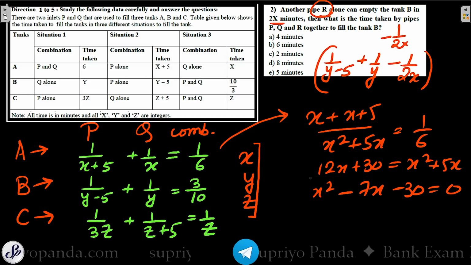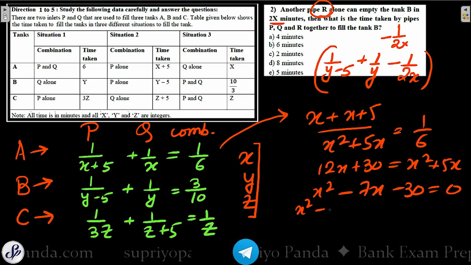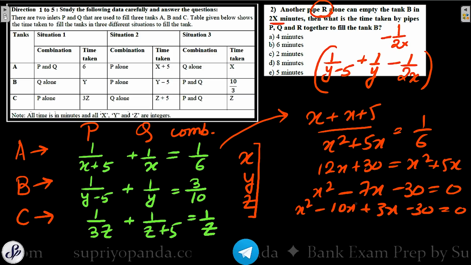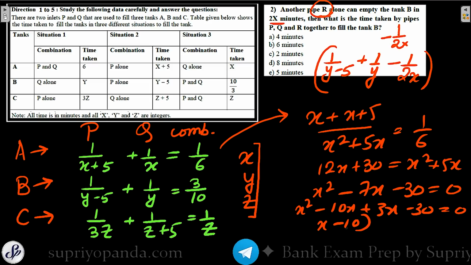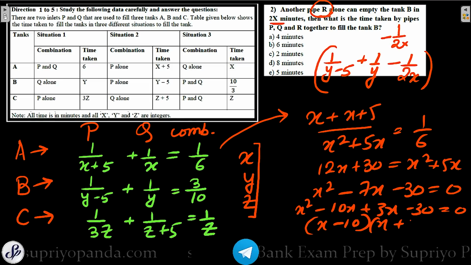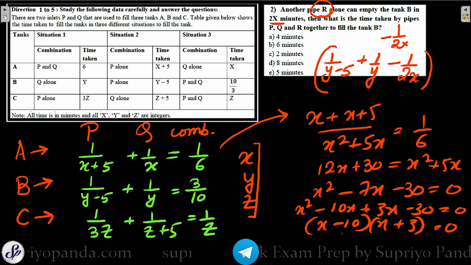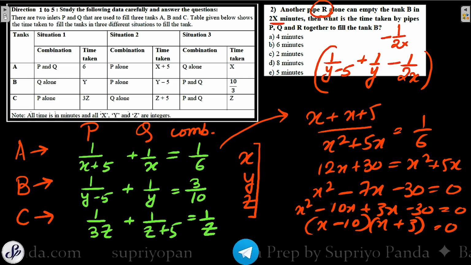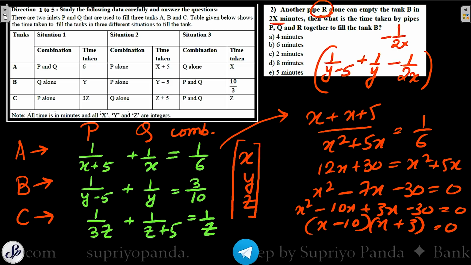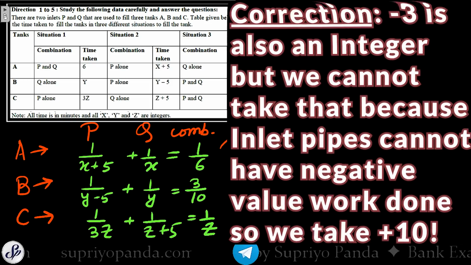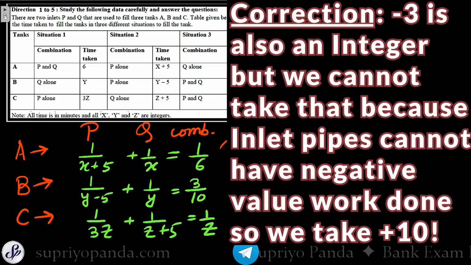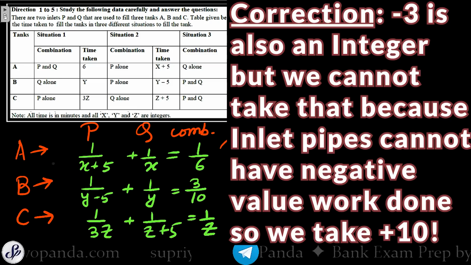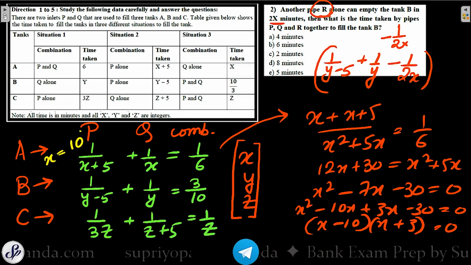30, so 3 into 10. So we can write x square minus 10x plus 3x minus 30 equal to 0. So this becomes (x minus 10) and (x plus 3) equal to 0. So our x value comes as 10 or minus 3. Which is the value that we are going to pick? Remember, x, y and z are actually integers, so we cannot pick the negative number. So we have to pick the value 10. So finally we got the answer for x: x equals 10.